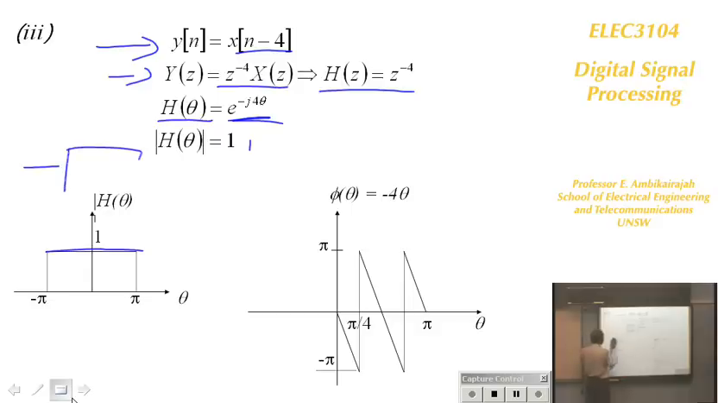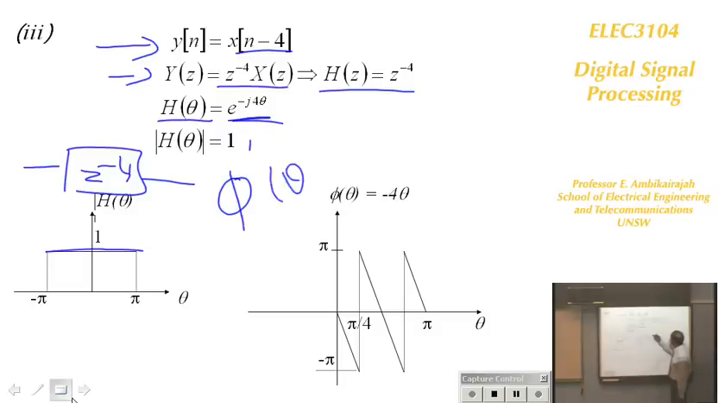Shifting a signal, such as a minus 4, is that. But it causes phase delay. What happens to the phase? It's minus 4 theta. Theta equals 0 is 0, so it starts from 0. And it will follow minus 4 theta, it will keep going.